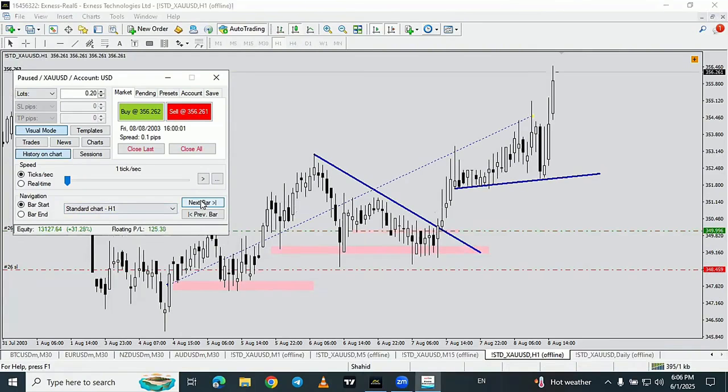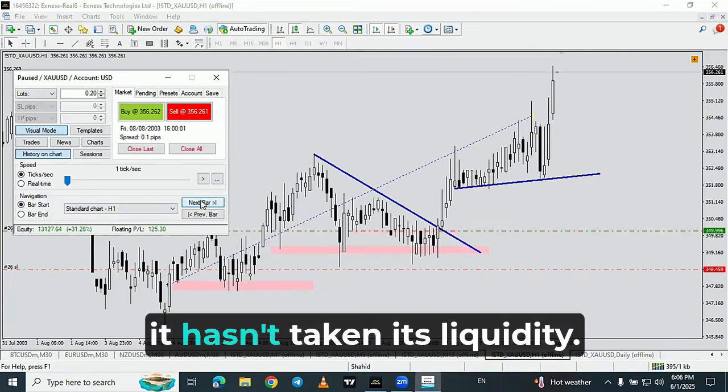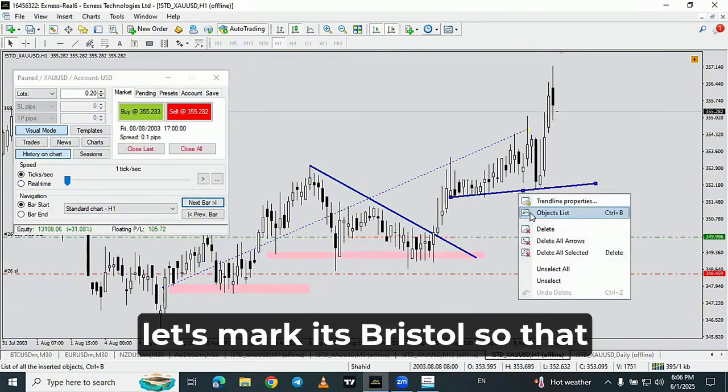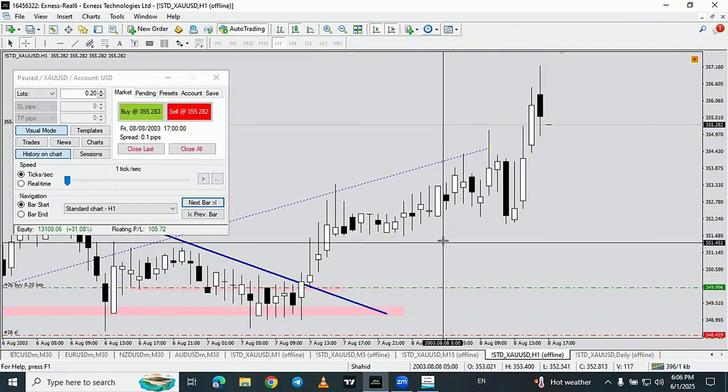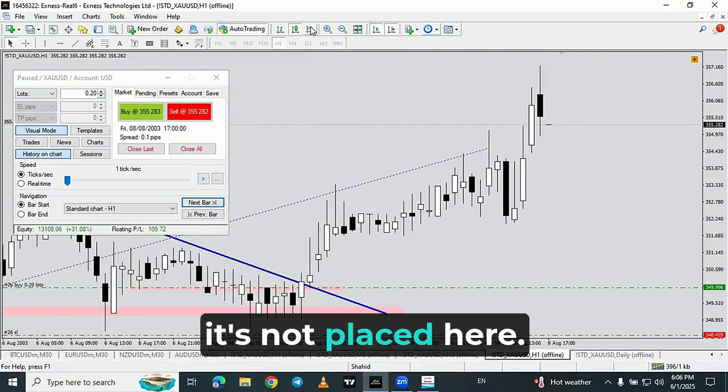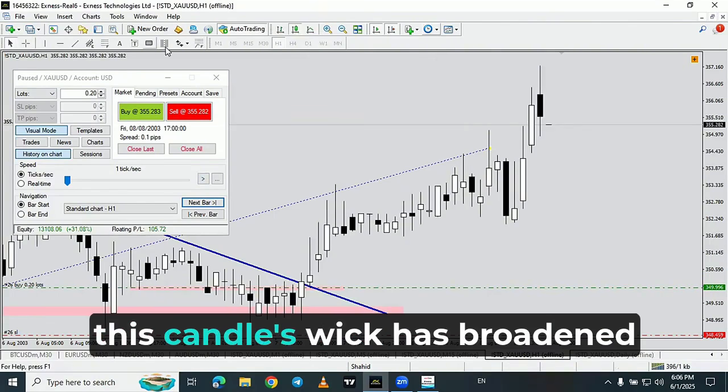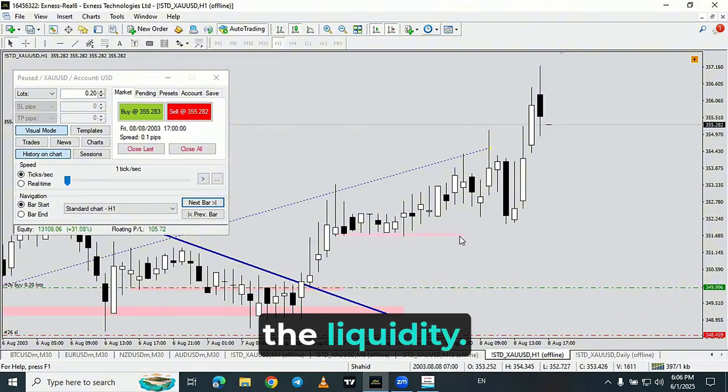Wait for it here. Here it hasn't taken its liquidity. If you see here, let's mark it so that there's no confusion. If you see, it's not placed here. If you see here, this candle's wick has taken the liquidity.